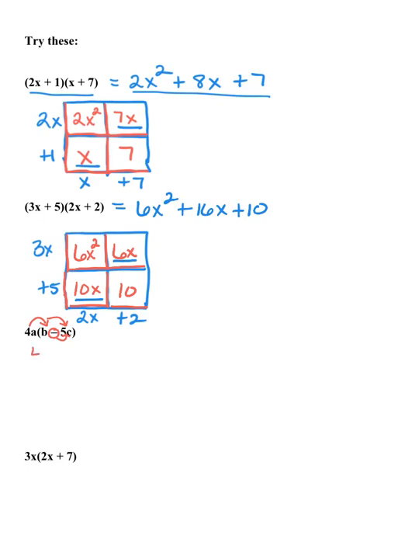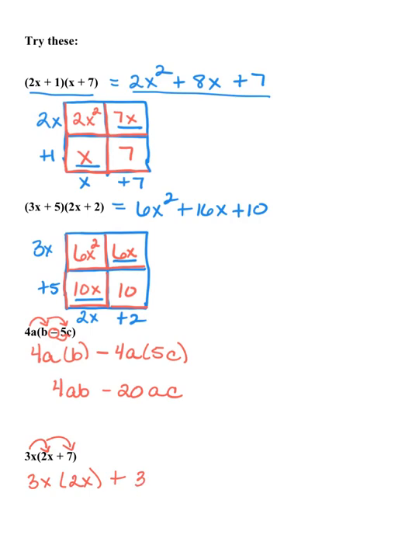So we've got 4a times b. There's that minus sign, 4a times 5c. Combining things together, we've got 4ab minus 20ac. And for the last one, I'm going to distribute through to every part of the parentheses. So I'm taking 3x times 2x plus 3x times 7. And so multiplying things out, I've got 6x squared plus 21x.